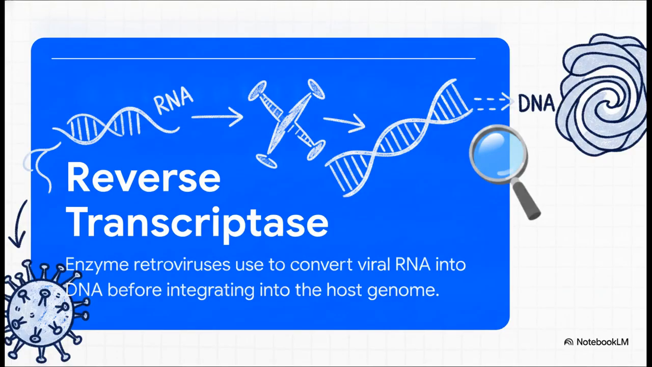And then we have retroviruses, which use what is basically the ultimate hacker tool, an enzyme called reverse transcriptase. Retroviruses, like HIV, carry RNA, but they use this specialized enzyme to convert their viral RNA backward into DNA. Let that sink in for a second. Once it's in DNA form, the virus actually integrates itself permanently into the host's genome. It literally becomes a part of our DNA.